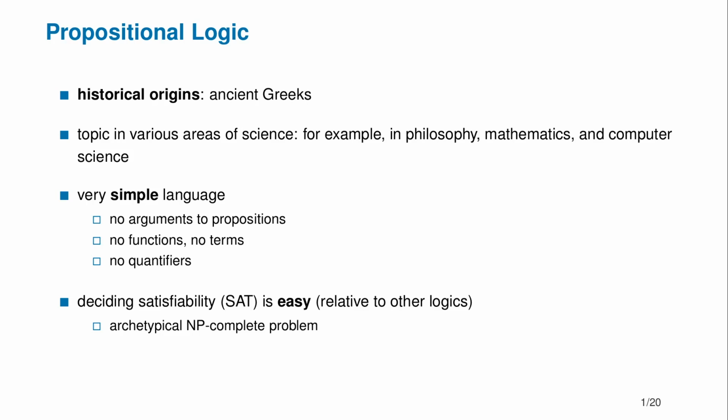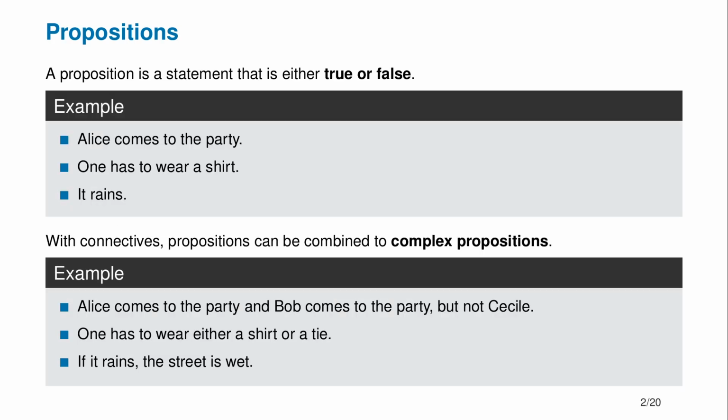Now let's define how a propositional formula looks like. So first of all, we have the atomic propositions. These are statements that are either true or false and which cannot be further disassembled. So for example, Alice comes to a party, one has to wear a shirt, or it rains. And then with connectives we can combine propositions to more complex propositions, and from them we can build even more complex propositions and so on.